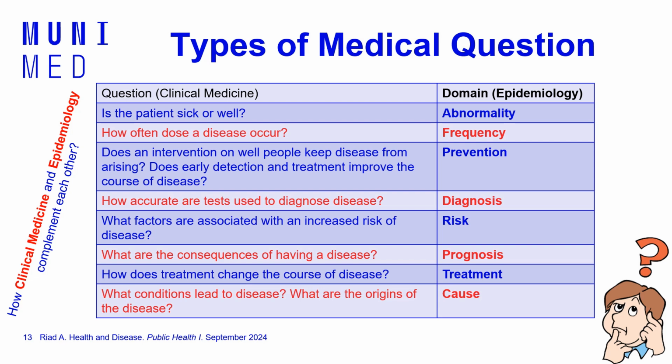The fifth week will be about treatments. How does treatment change the course of disease? And finally, in the final week of this course, we will talk about causality and epidemiologic causation. What conditions lead to the disease and what are the origins of the disease?